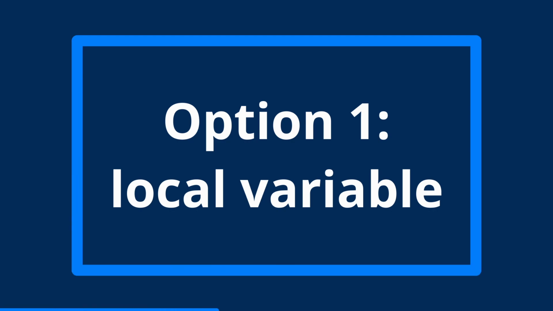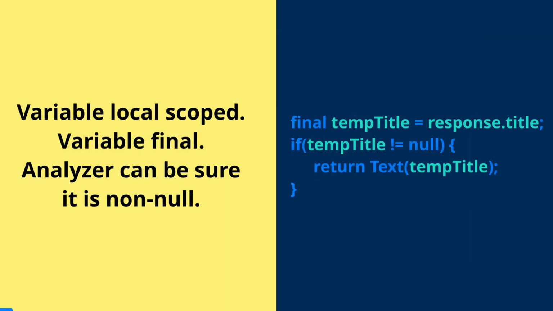How can you deal with it? Here is option 1, introducing a local variable. You pick the nullable title variable and save it to a locally scoped final variable. Now the analyzer can be sure that this value will not change during runtime anymore. And you can use the temp title without the bang operator easily.